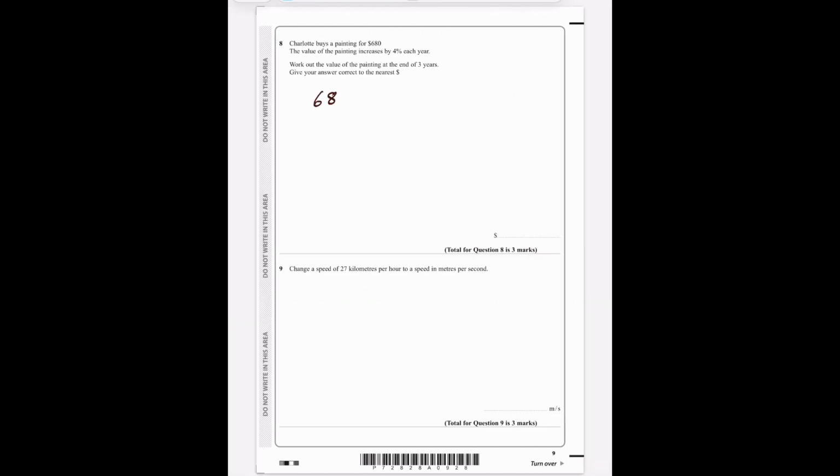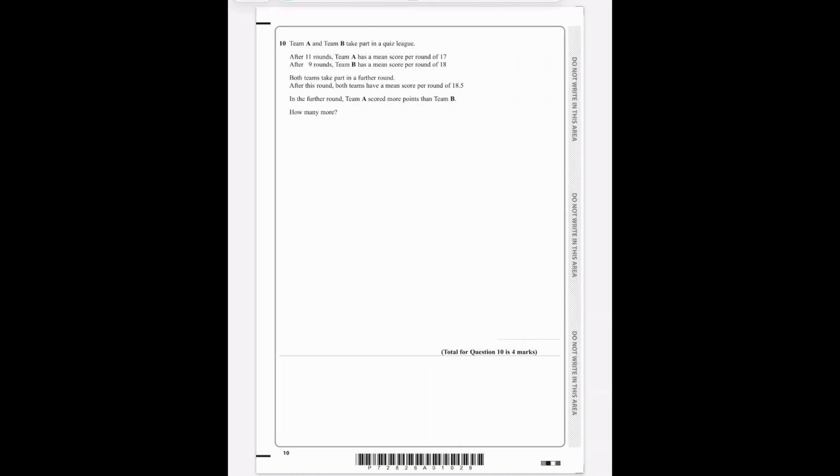Question number 8, compound interest. So we're increasing at 4% each year. That's a multiplier of 1.004. Cube it, because it's going over 3 years, you get 765. Kilometers per hour to meters per second, times by 1,000 to turn it to meters, divide it by 3,600 to change it to seconds, we get 7.5 meters per second.